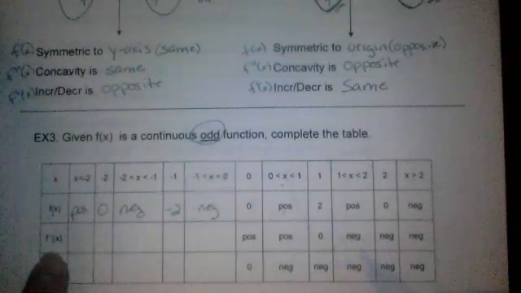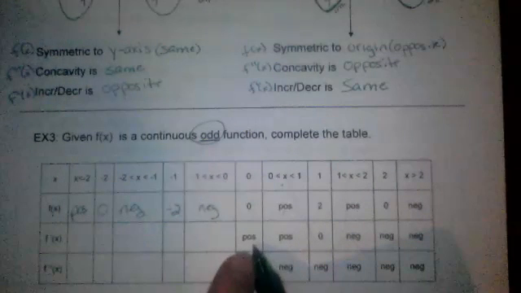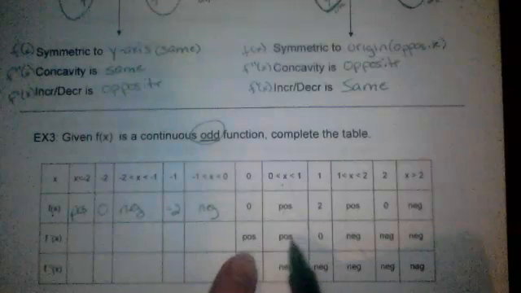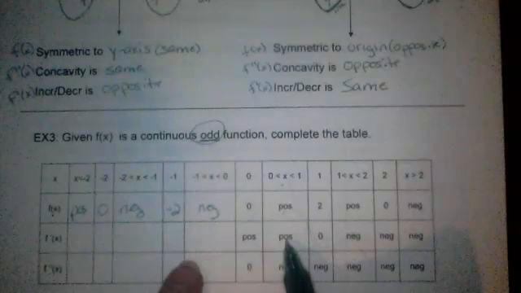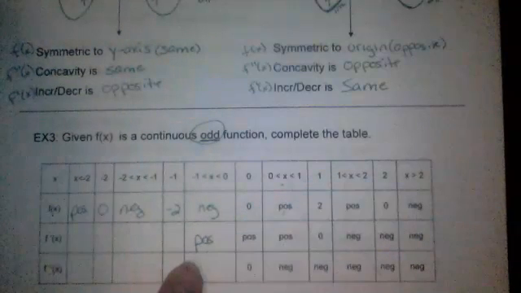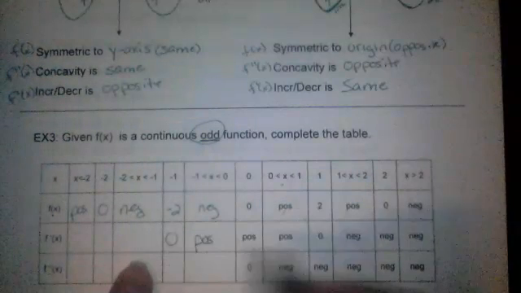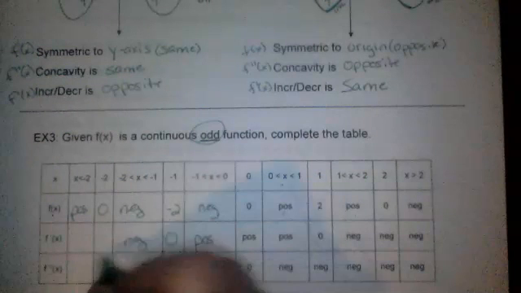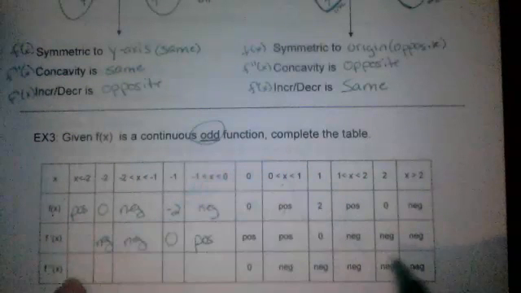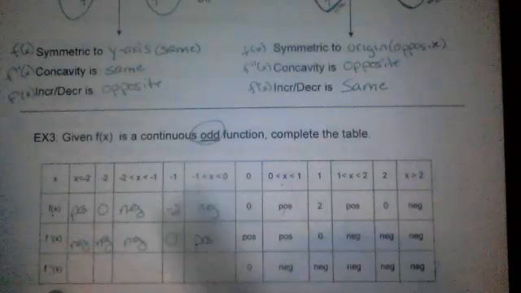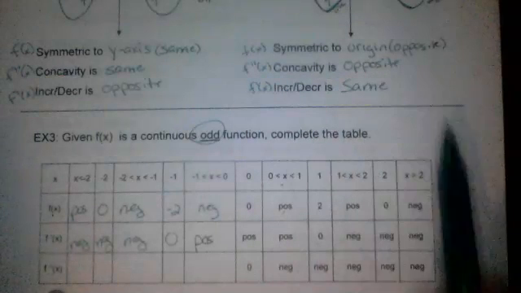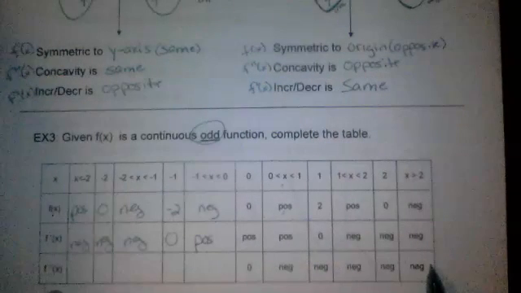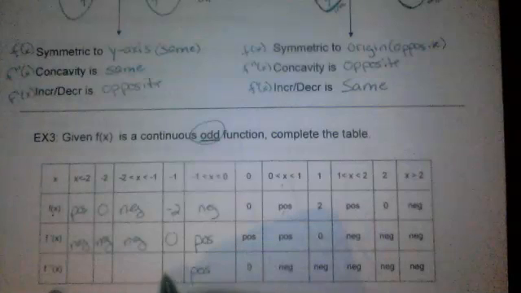For our first derivative, which is increase and decrease, it's going to be the same. So if it's positive from 0 to 1, it's positive from -1 to 0. And 0 would be 0, negative would stay the same, negative, and negative. And then for our second derivative, for an odd function, everything is opposite, so everything over here was negative. That means everything on this side, positive.